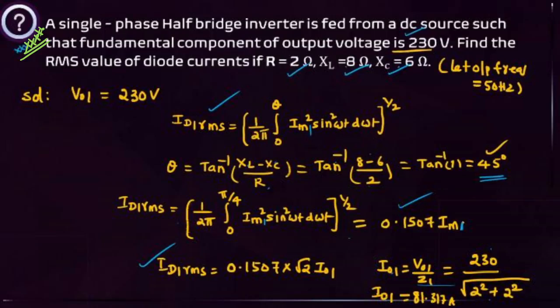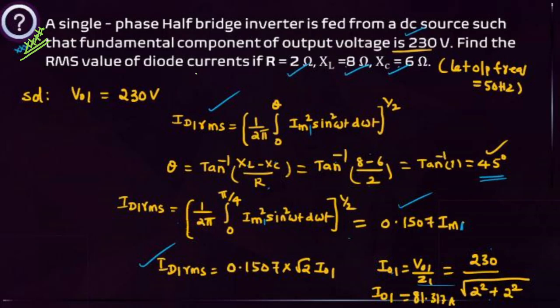If you don't have the time to practice all these formulas, at minimum try to practice these models of question. This is R equals 2 ohms, XL equals 8 ohms, XC equals 6 ohms. This is the case of XL greater than XC. If XL greater than XC, what is the RMS value of diode current formula you know? Use that one. We can also expect the average value of diode current.